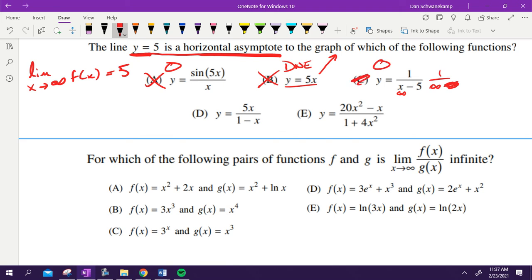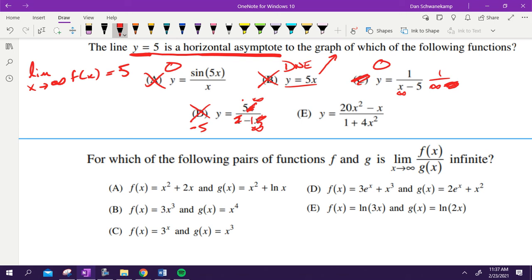Letter D, I'm plugging in infinity. 5 times infinity on top, and I get a negative infinity on bottom. They're both to the first power, so I really don't care about that. What is the horizontal asymptote on letter D going to be? -5, because I'm looking at leading coefficients. That one's a 5, and that one's a -1. So this one is -5, not what I wanted.